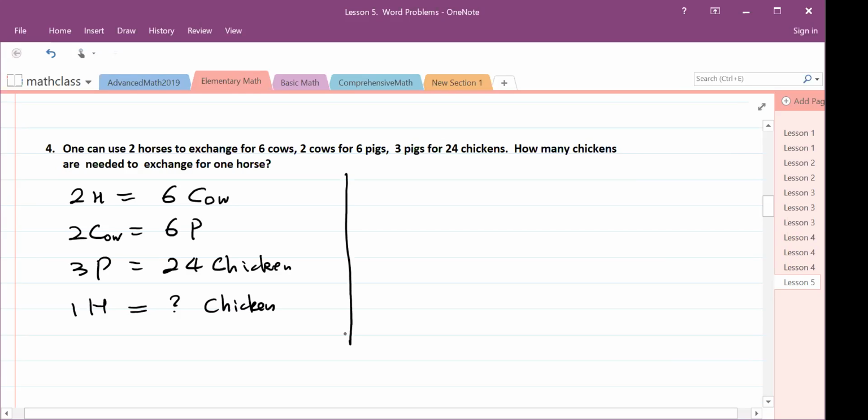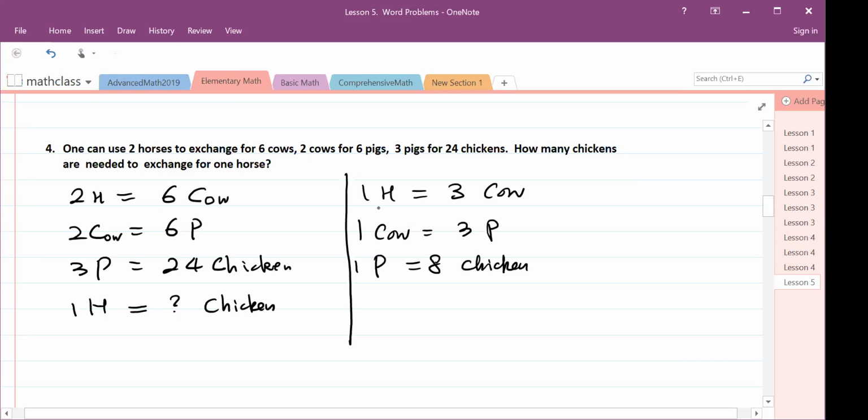Well, first of all, try to simplify the relationships, right? Three pigs equals 24 chickens. Then one pig equals how many chickens? 8, right? Okay. Then two cows equals 6 pigs, so one cow equals 3 pigs. Then one horse equals 3 cows. So now it's easy to figure out.